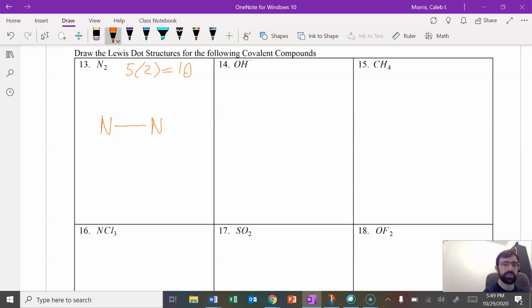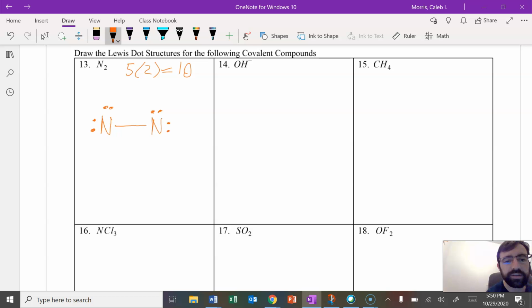So far we have 2. Let's keep going. We've got 4, 6, 8, 10. Uh-oh. Now we're out of electrons and it looks like they're not happy. So at this point we ask if we have any leftovers. We don't have any leftovers. We actually ran out. Then we ask if the atom is happy. It's not, or if this molecule is happy.